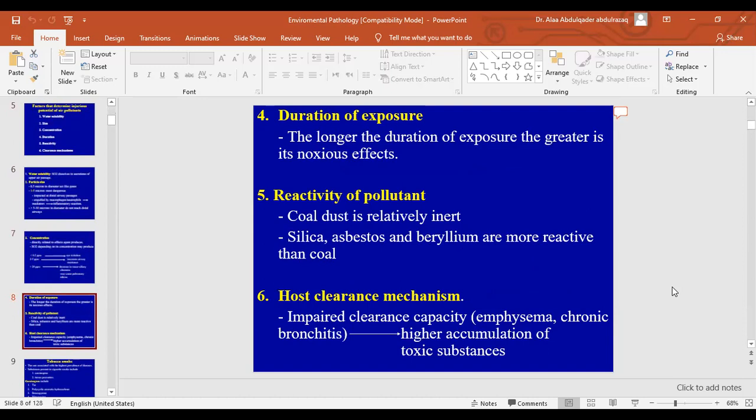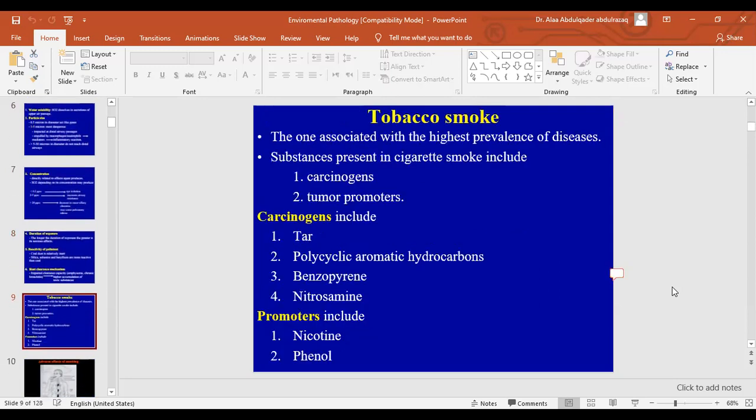Reactivity of pollutant, الكول داست يعتبر inert, silica, asbestos and beryllium تكون more reactive. Host clearance mechanism, في حالة الانفيزيما والكرونيك برونكايتس يصير عندنا impaired clearance mechanism، فراح يصير عندنا higher accumulation of toxic substances. نجي على tobacco smoke. This is associated with highest prevalence of diseases.